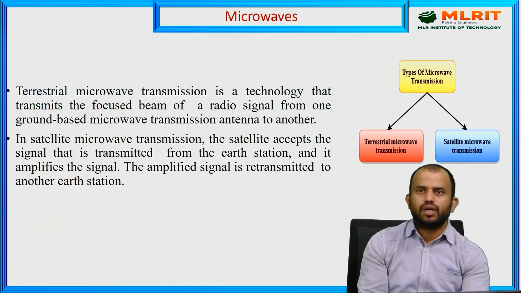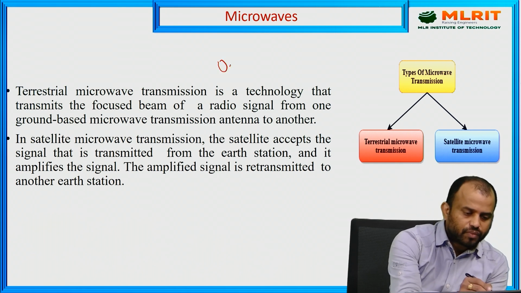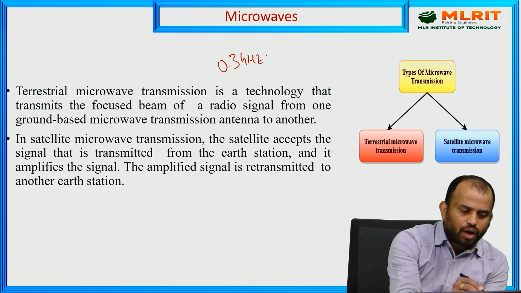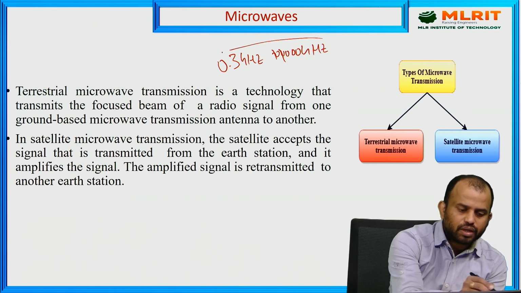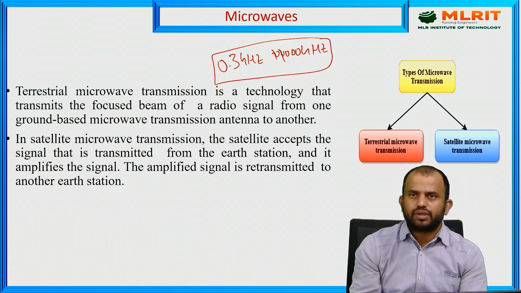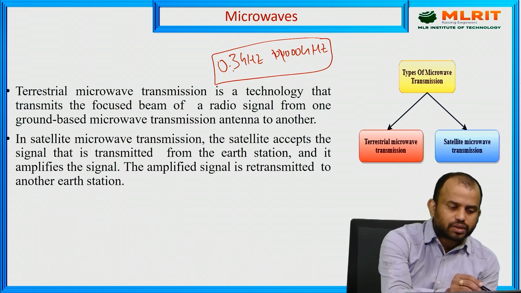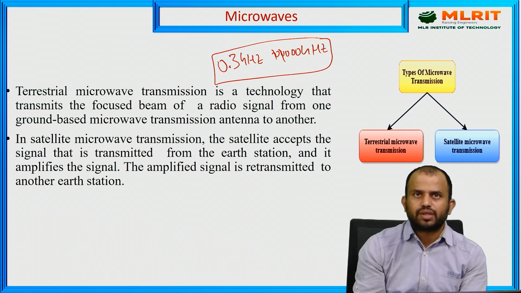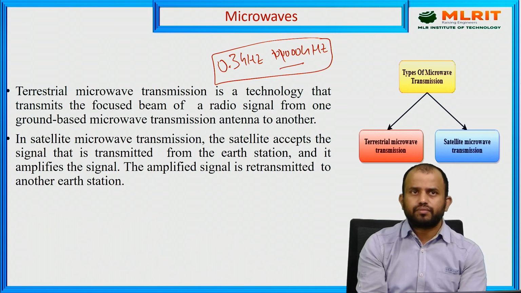What are microwaves? Microwaves have a range between 0.3 gigahertz and 1000 gigahertz, and that is what we call the microwave frequency range. Previously, in radio waves, we had a frequency range of a maximum of 1 gigahertz. But in the microwave frequency, the range starts from 0.3 gigahertz up to 1000 gigahertz.